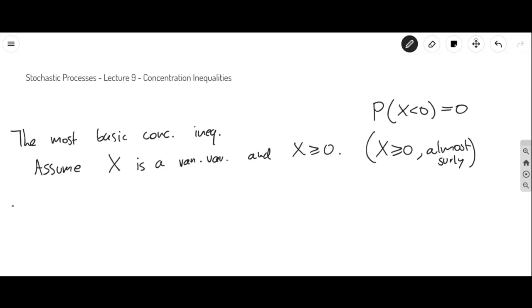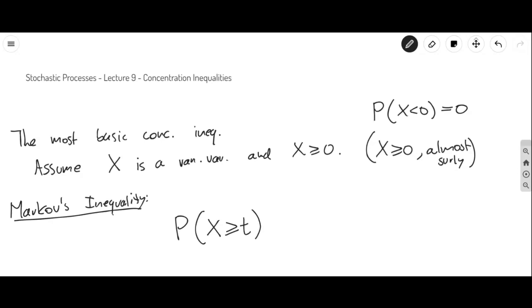And Markov's inequality would say that the probability that x is greater than or equal to some number t. Now, here's the picture. Here is the real number line. Here is 0. And we are assuming that the random variable is non-negative. So the random variable lives on the right side of the number line. And somewhere we have the expectation. If the expectation is infinite, then there's nothing to say.